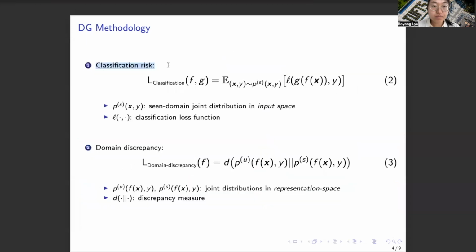In practice, we denote the classification risk as equation 2. For domain discrepancy, though there are many choices to quantify this loss, the main idea stays the same. First, we need a measure to quantify the discrepancy between domain distributions. And since we want our f to extract domain invariant features, we hope the discrepancy of the joint distribution in representation space of the unseen domain and seen domain should be small.